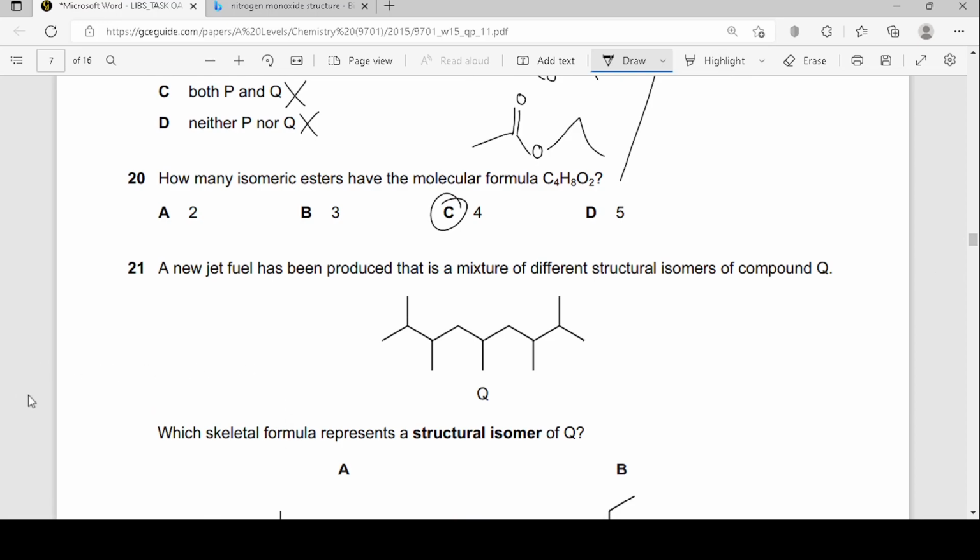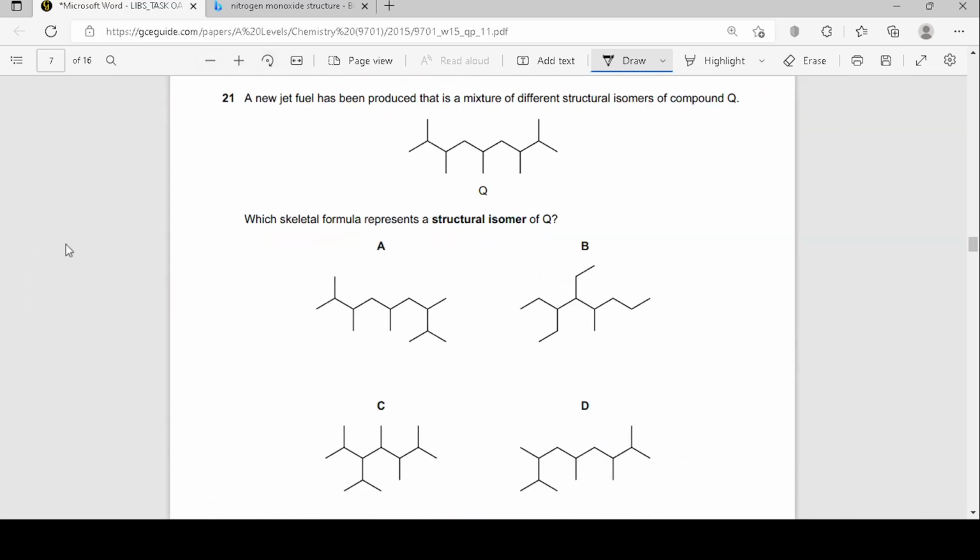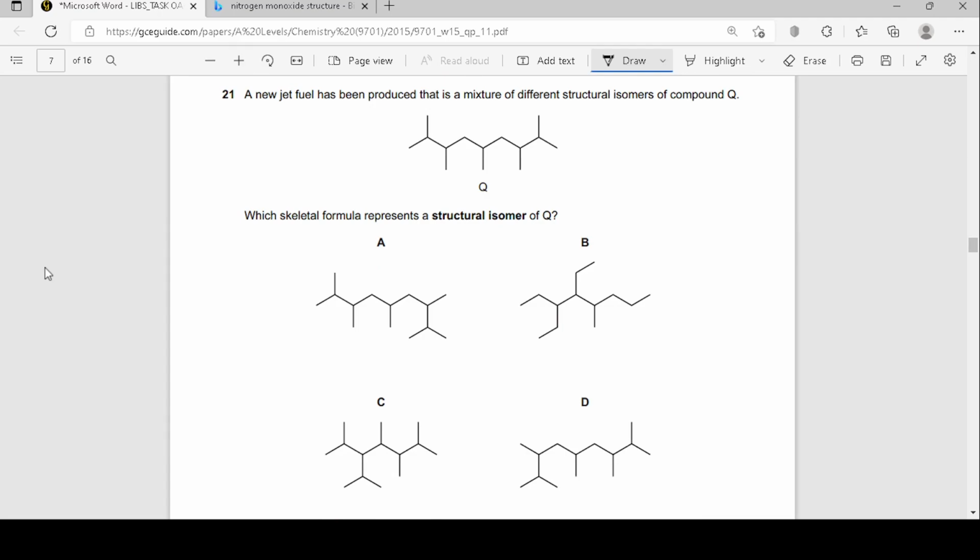Next question. A new jet fuel has been produced that is a mixture of different structural isomers of compound Q. Which skeletal formula represents a structural isomer of Q? Alright, let's see. So over here my parent carbon chain has how many atoms? 1, 2, 3, 4, 5, 6, 7, 8, 9. Alright, 9 carbon atoms, and I have branches on the 2nd, 3rd, 5th, 7th, 8th.